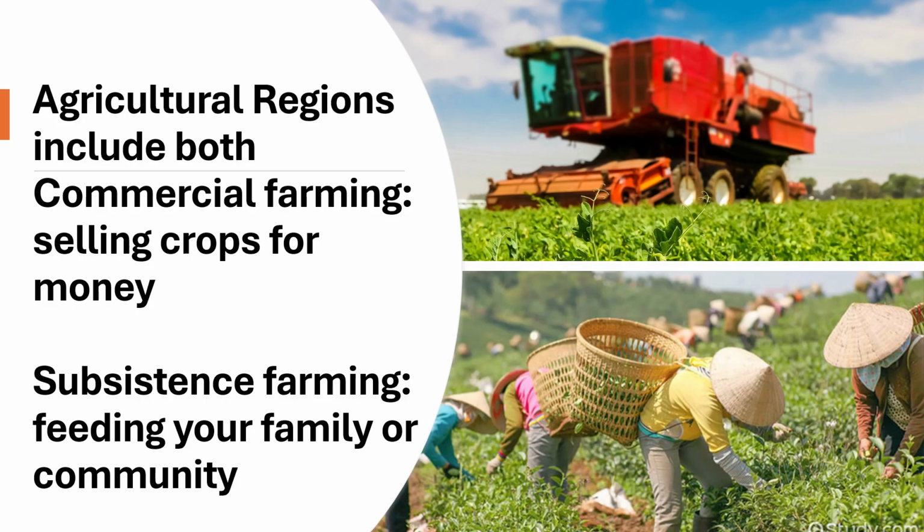Agricultural regions can contain all types of agriculture, but crops will only grow in certain regions of the world. So the farmers, whether they be commercial or subsistence, will target and grow whatever grows in their region. Commercial farming, as I said before, is selling crops for money, while subsistence farming is feeding you, your family, or your community.